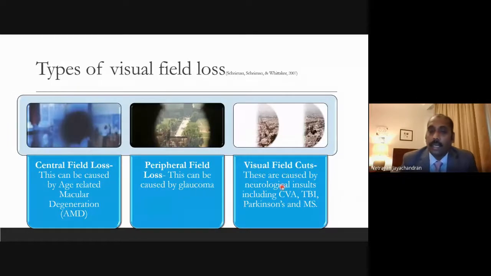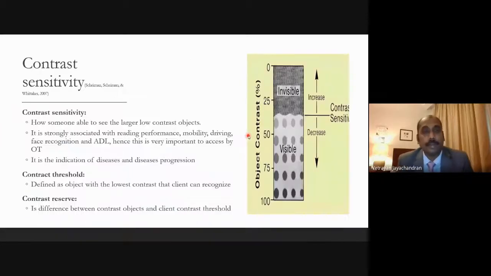Next is the visual field cut. It is mainly caused by neurological damage like cerebrovascular accident, traumatic brain injury, Parkinson's or multiple sclerosis. The example we have given here is a homonymous hemianopia. You can see the person cannot see the total left side of the vision. She can see only the right side. So the total left visual field has been cut. These are the different types of visual field, and as an OT, we must consider the different types of visual field and how to correct these problems.